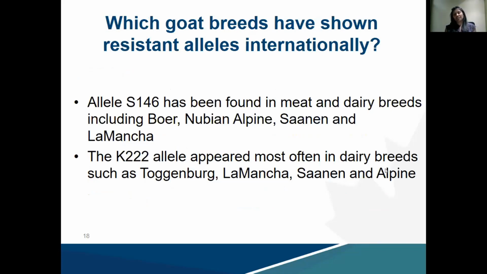Internationally, here's what we've seen. As we know, some information carries over and crosses over internationally, and a lot of it depends on our own use in our own populations. We have different variants of disease in different areas of the world. But this is what we found internationally. Allele S146 has been found in meat and dairy breeds, including Boer, Nubian, Alpine, Saanen, and La Mancha. The K222 allele appeared most often in dairy breeds, so Toggenburg, La Mancha, Saanen, and Alpine.